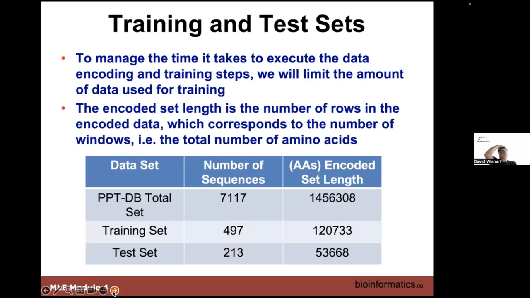So we could have used the entire sequence of 7,000 proteins. And that would have been, you know, 1 million amino acids, 1.5 million amino acids. That would have taken several hours, and we don't have time, you don't have time. So we reduced it to roughly 10% of the whole PDB set. And we broke it up again into 70% of 710 and 30% of 710.